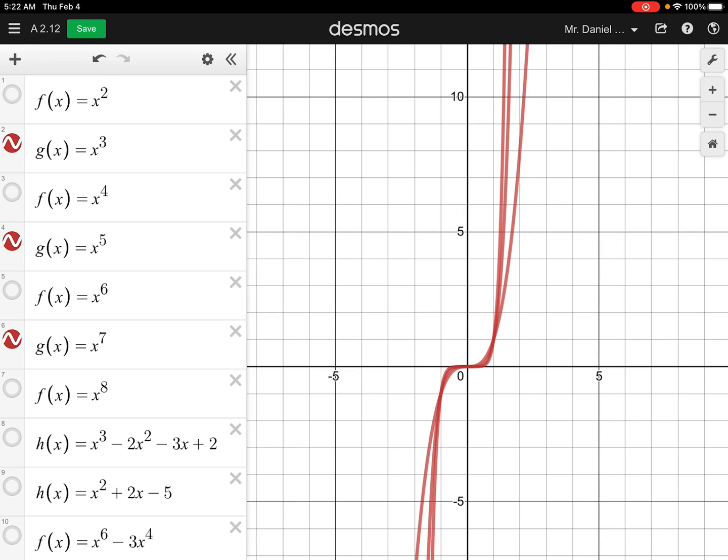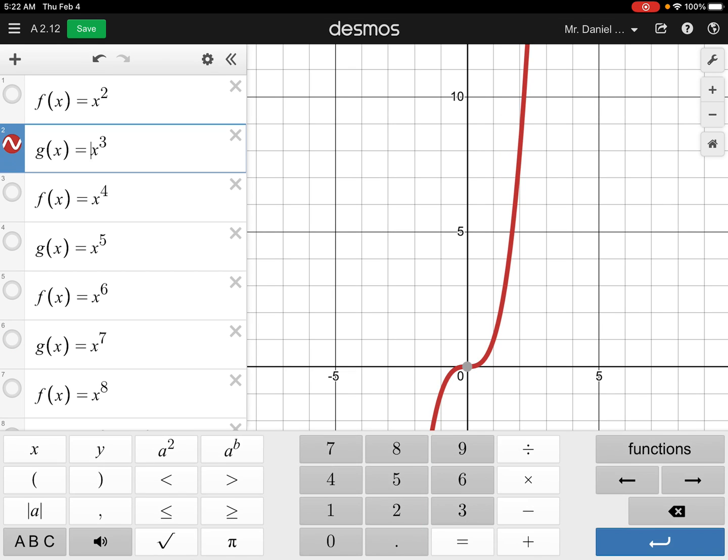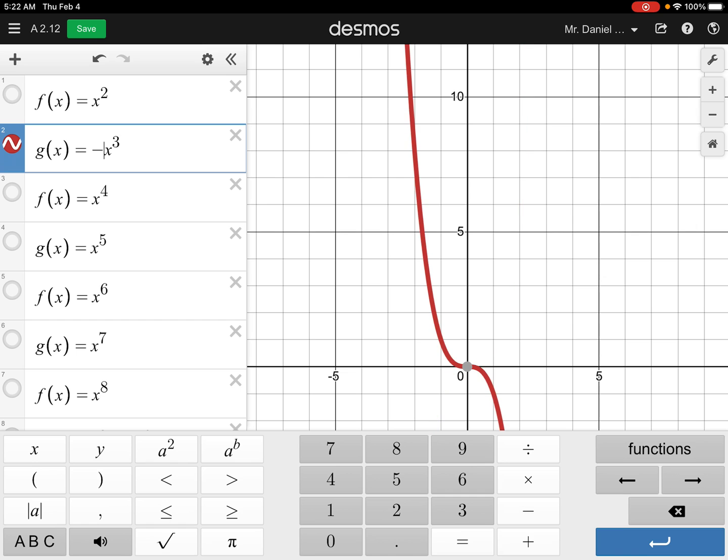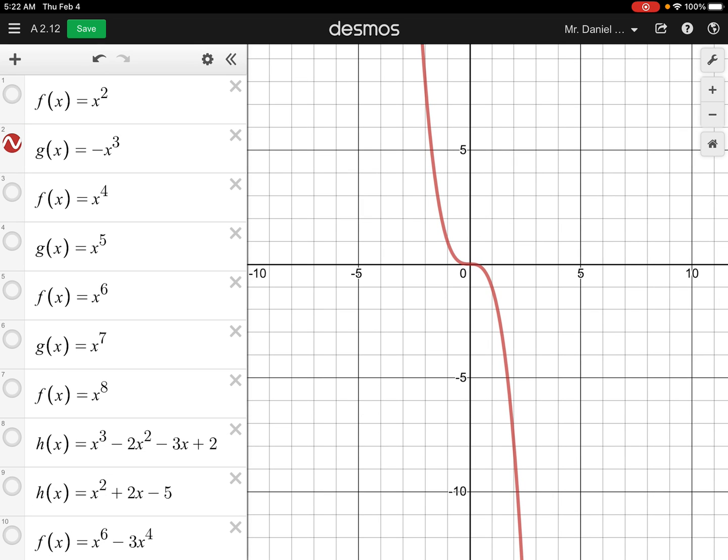All three of these, you can see, they're very similar versions of each other, and all three of these have odd powers. What happens if I were to take x to the 3rd and pop a negative sign in front? Bam. It reverses, but it's the same. It's the same in quadrant 2 as it is in quadrant 4.